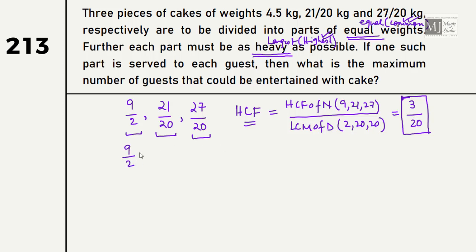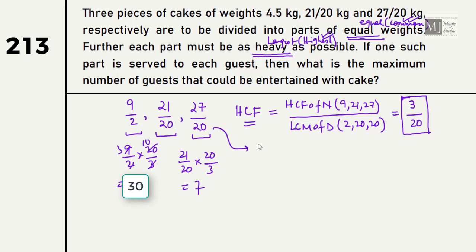Now when I divide 9 by 2 by 3 by 20, I get 30. Again 21 by 20 divided by 3 by 20, 7 times this piece can be divided. And the third one, 27 by 20 into 20 by 3 is 9. So with the first piece I will have 30 pieces, with the second 7 pieces, and the third piece of cake can be divided into 9 equal pieces of weight 3 by 20 kgs.